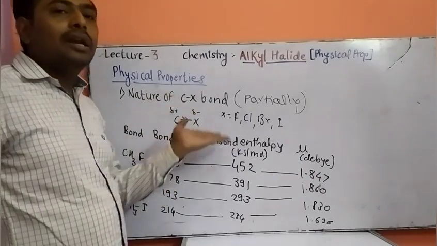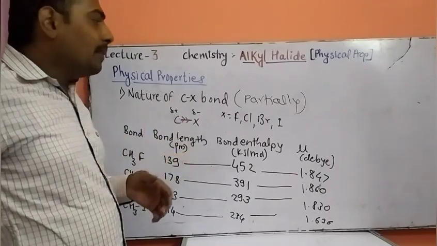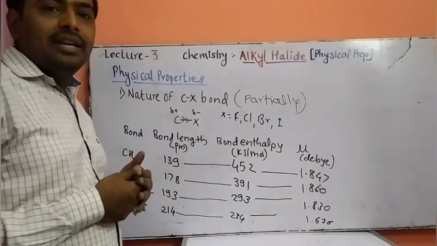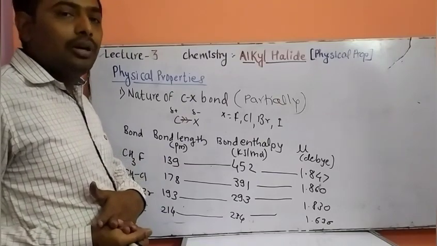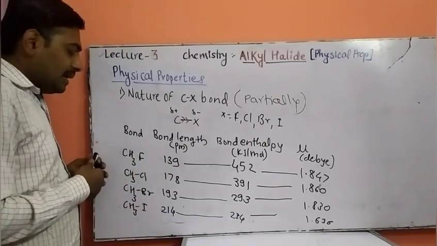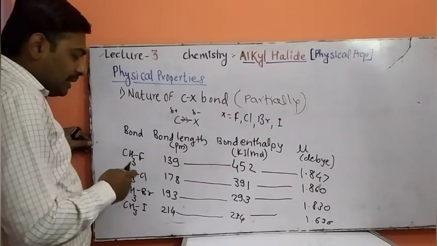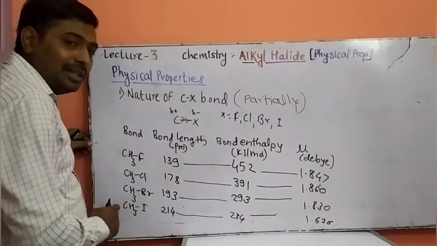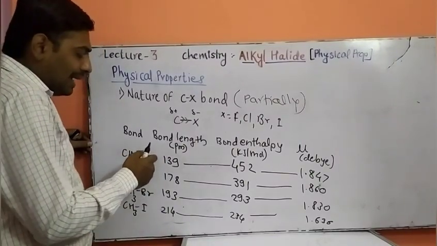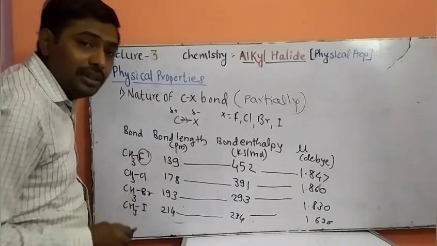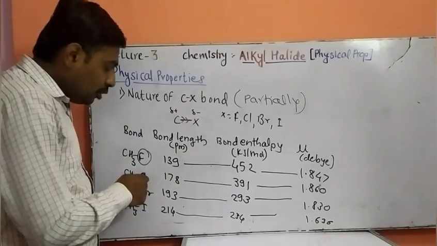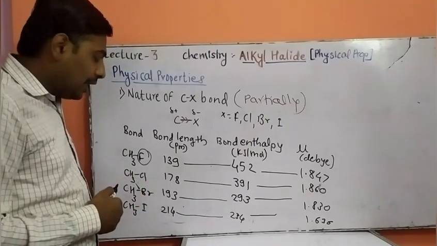When methyl chloride and ethyl chloride compounds are there, the electron density of the compound is shifted toward the chlorine atom because chlorine is electronegative. Same here, see the example of methyl fluoride, methyl chloride, methyl bromide and methyl iodide. Among the four halides, fluorine is the most electronegative in the periodic table. After that chlorine, then bromine, and then iodine.